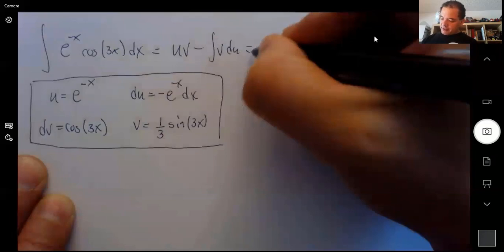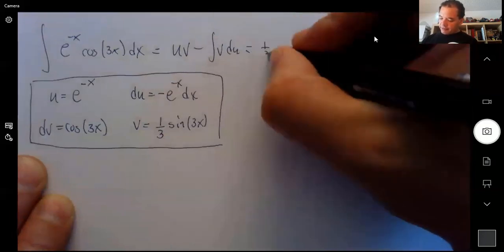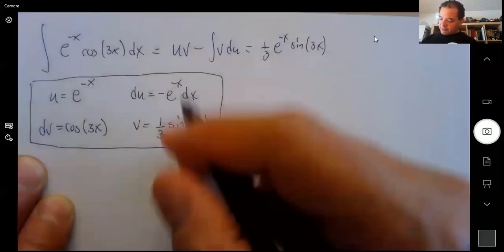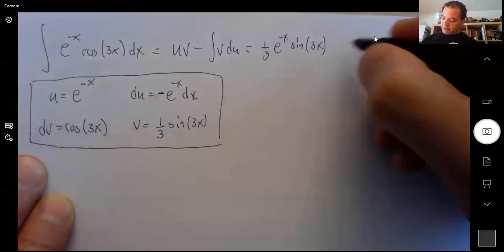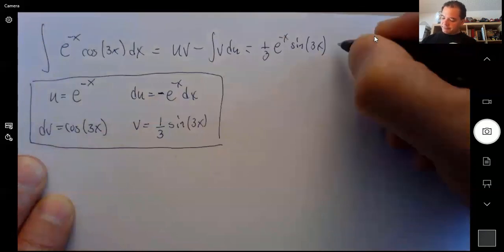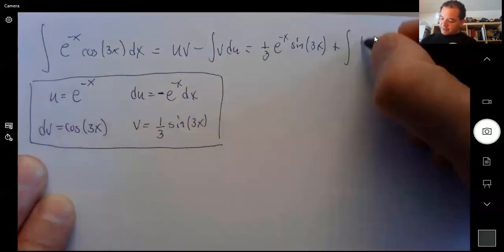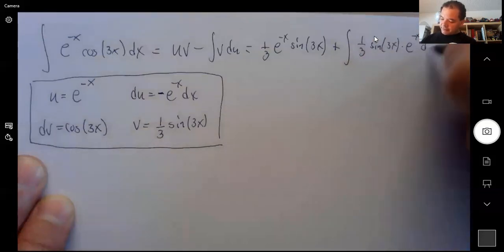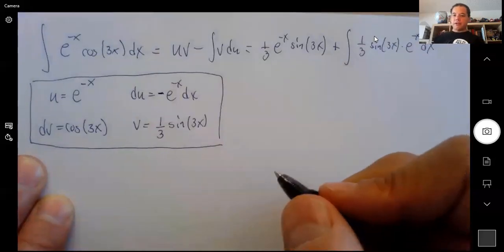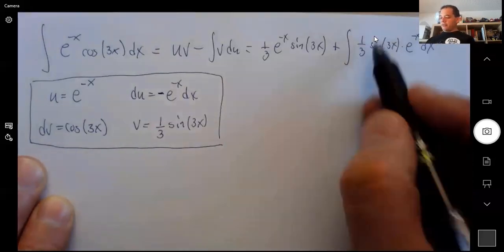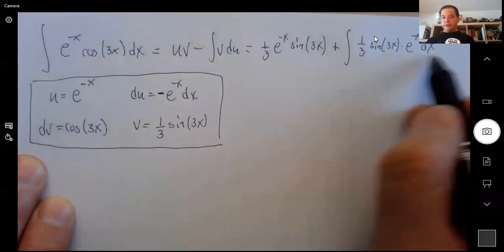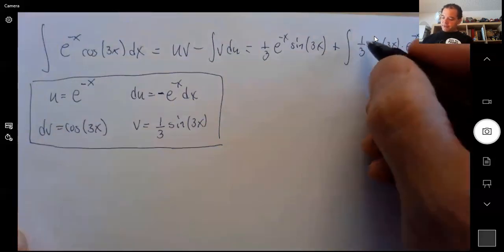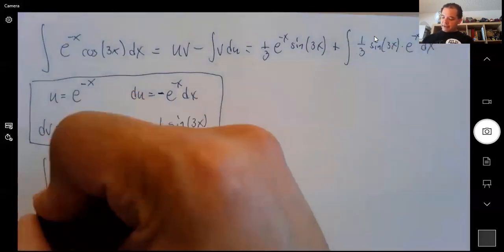So u times v is 1/3 e to the -x sine 3x minus v du. Minus, there's another minus here. So it's going to be plus, and then it's 1/3 sine 3x e to the -x dx. Right? Okay, and this is where you need now to reapply it to this one. So I'm just gonna copy this one without the 1/3. So 1/3 you can take out, and I don't wanna carry it around.